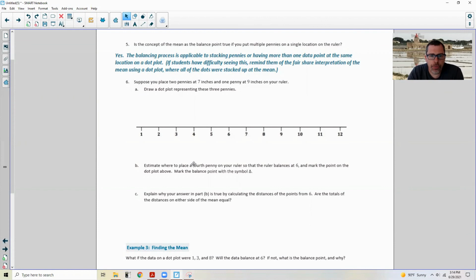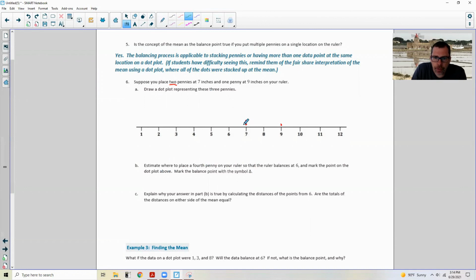Number 6, suppose you place 2 pennies at 7 inches and 1 penny at 9 inches on your ruler. Draw a dot plot representing these 3 pennies. Okay, so I'm just going to do it this way. First we're going to put a dot at 7 inches, which is right here. And there are 2 of them at 7, so that would be 2 dots here. And 1 penny at 9. So that'd be right there. So that's part A. Part B says to estimate where to place a 4th penny on your ruler so that the ruler balances at 6, and mark the point on the dot plot above. Mark the balance point with the symbol triangle.